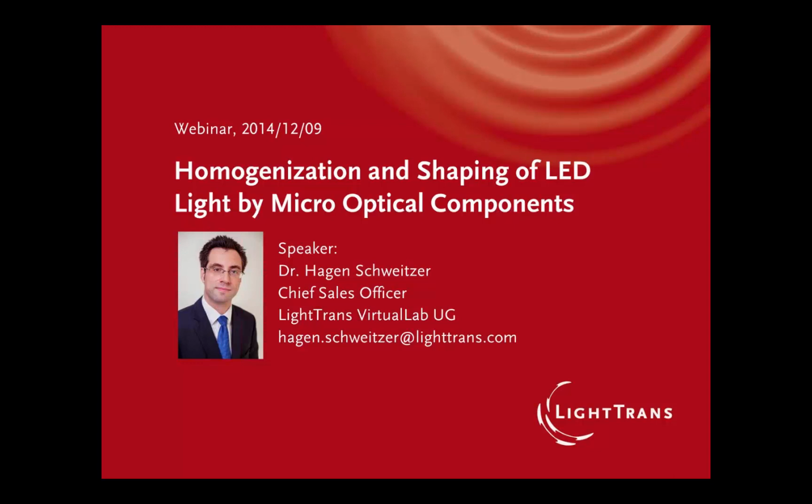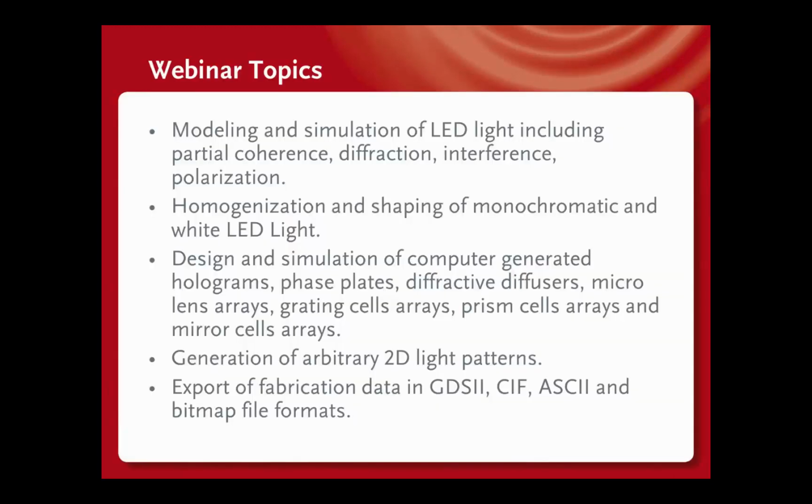And I'd like to explain in the following hour how you can shape LED light, including partial coherence, diffraction, interference effects, and polarization. The following micro-optical components that I will introduce can be used for monochromatic light or white light LED. You will see that some elements are quite sensitive to white light, while other elements are not so sensitive.